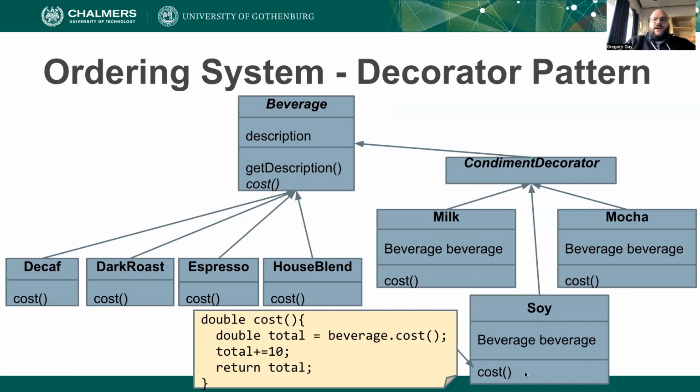Now, within a decorator, our cost method is going to, first of all, go and get a total from whatever it's wrapped around, from the beverage it's wrapped around, and then add its own total on top. So our soy milk is going to add an extra 10 crowns to whatever it's wrapped around. And that can include a house blend or an espresso, and then any number of condiments already. We could have double soy, right? We could wrap it in soy milk and then have an additional round of soy milk on top. And it's just going to get whatever's below it and add 10 crowns to that before returning the total.